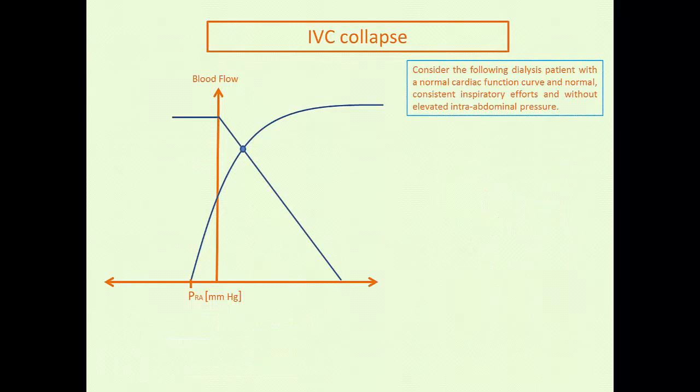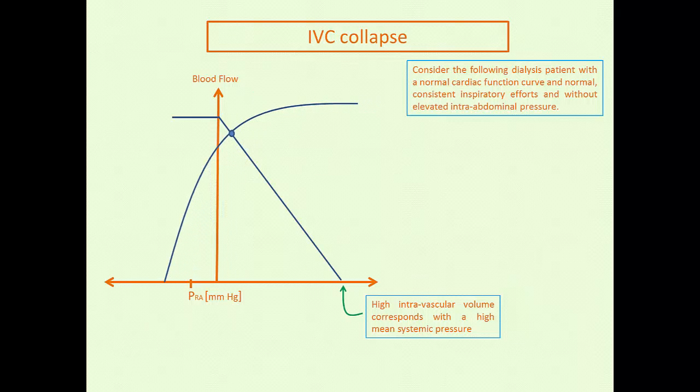Okay, so consider the following dialysis patient with a normal cardiac function curve and normal consistent inspiratory efforts without elevated intra-abdominal pressure. This patient comes in for the dialysis session. They've got high intravascular volume with a high mean systemic pressure. They inspire. Their right atrial pressure drops, but it doesn't drop enough to drop below intra-abdominal pressure, and so you actually do not see collapse here.